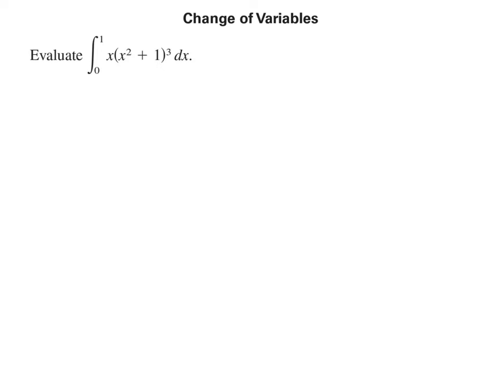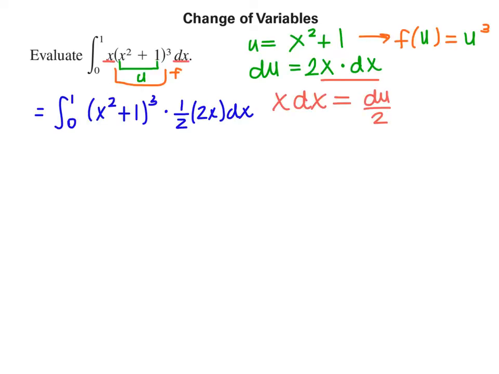So let's say that we have this integral here of the function x times the quantity x squared plus 1 all cubed, dx, from x equals 0 to x equals 1. First thing I'm going to do is identify my u value, so that's going to be x squared plus 1, and du, the derivative of u, is going to be 2x times dx, because that's the original variable. I notice there's an x times dx in this equation, and all I need to do is divide du by 2 to get the variable that I'm going to plug in for x dx, which is du over 2. And of course, f of u is u cubed, where u is x squared plus 1.